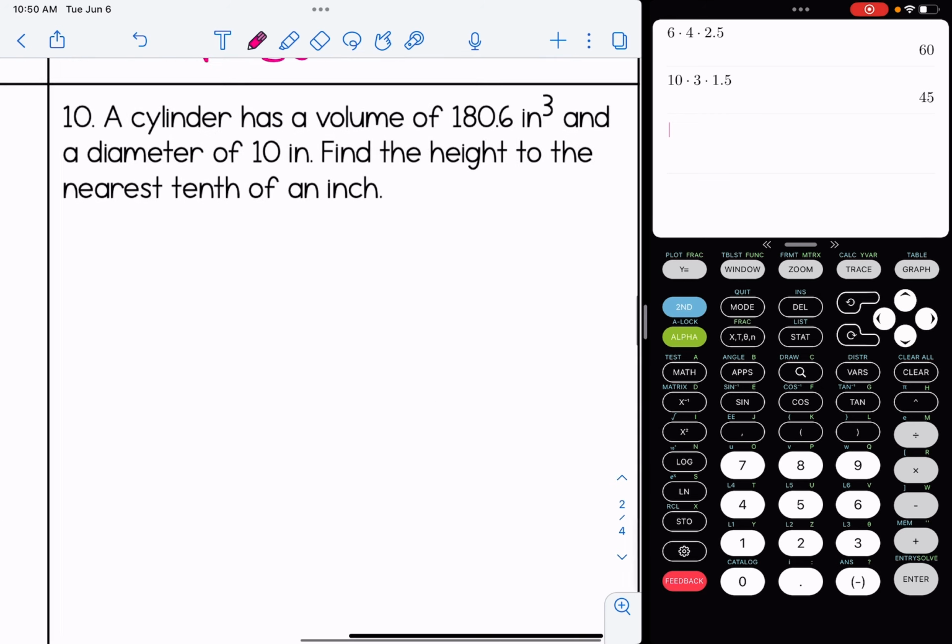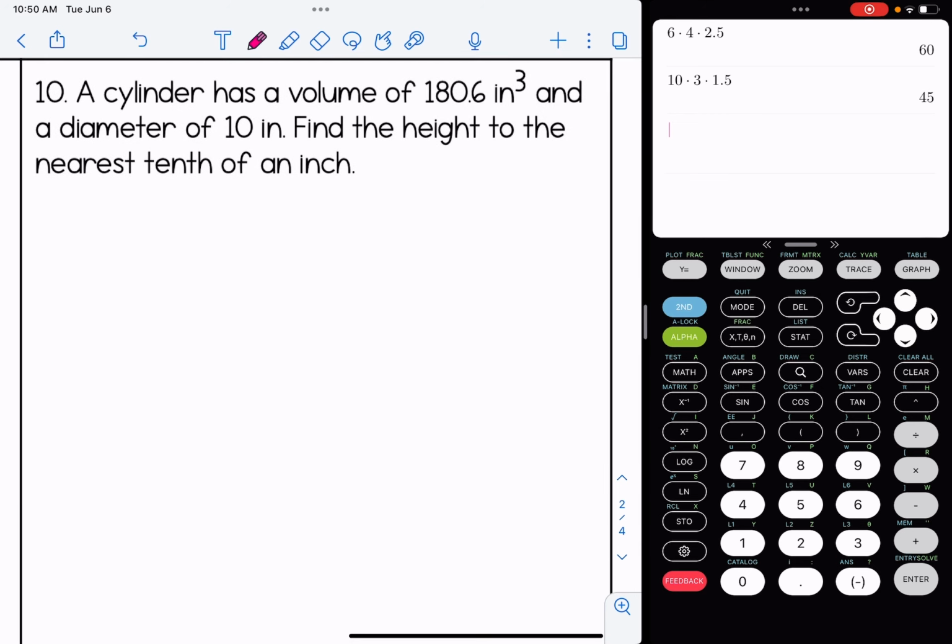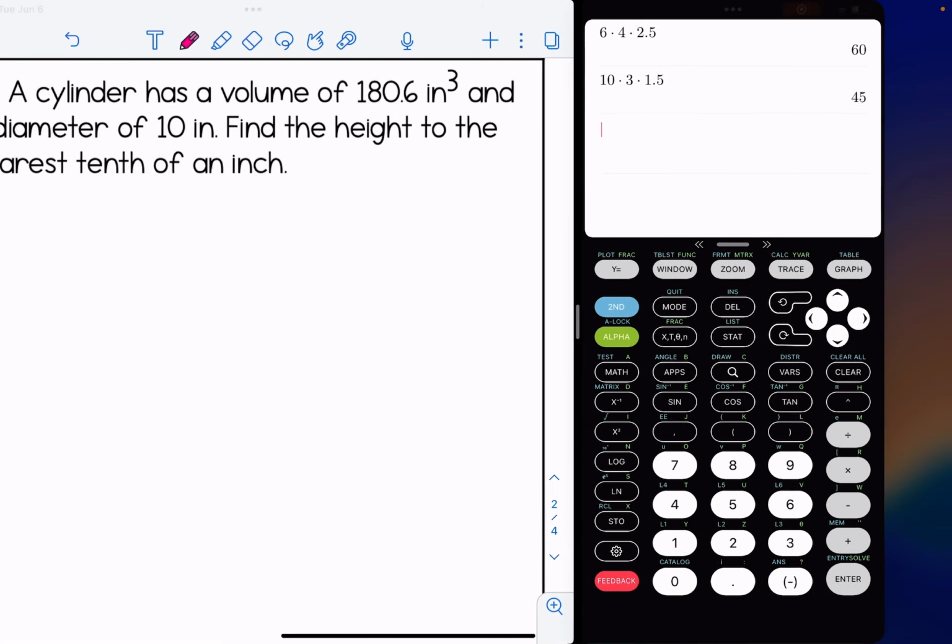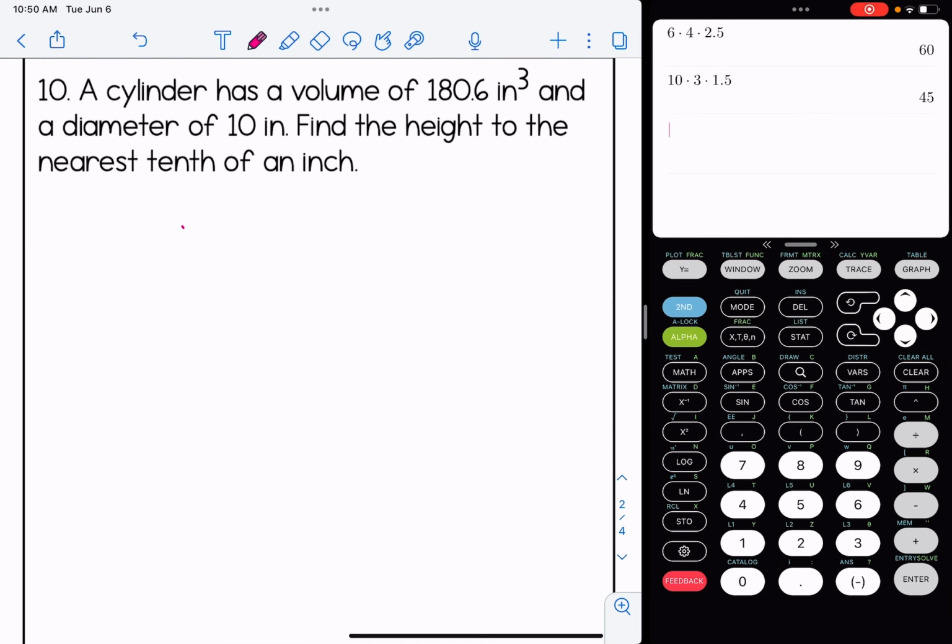All right, for our last question here, a cylinder has a volume of 180.6 inches cubed and a diameter of 10 inches. Find the height to the nearest tenth of an inch. Okay, so this one's a little different. Looks like we're going to have to do some algebra here. So I know I'm talking about volume of a cylinder, so I'm just going to start by writing that formula. And I'm going to plug in anything that I know.